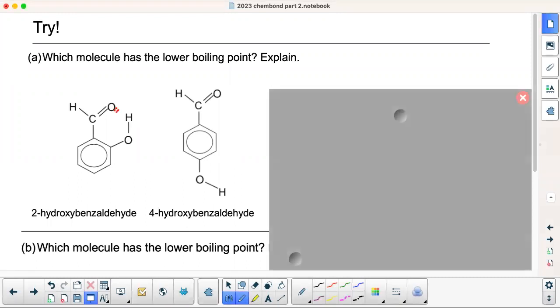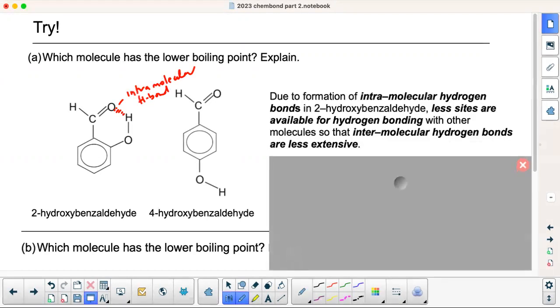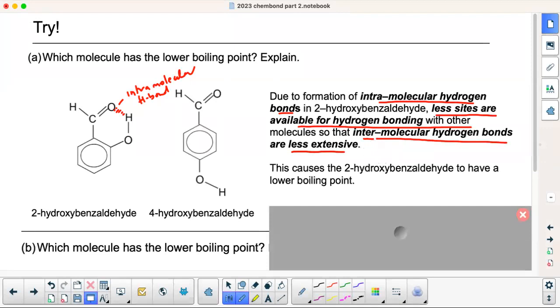So this one can form intra H bond. Okay, so we can write this down very quickly. Same concept, cut and paste from the notes. Due to the formation of intramolecular H bonds, less sites are available for hydrogen bonding with other molecules. So intermolecular hydrogen bonds are less extensive. Imply this guy have a lower boiling point. Is okay? Very easy, right?